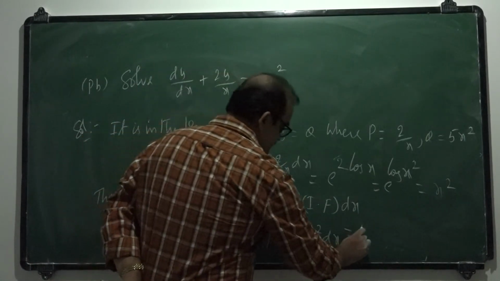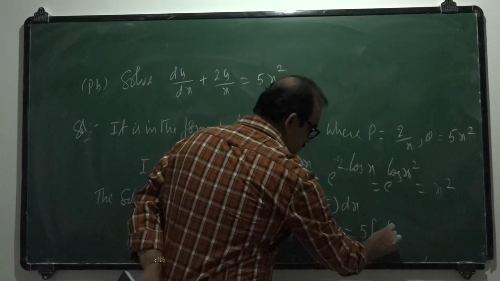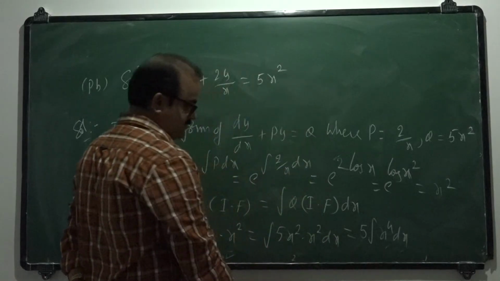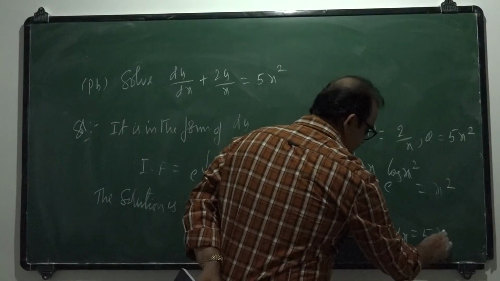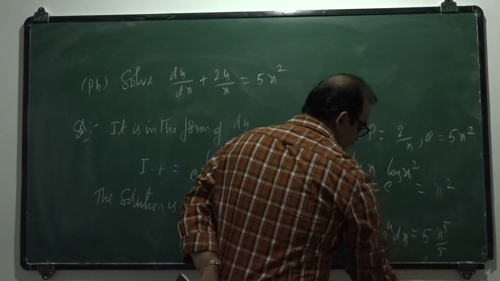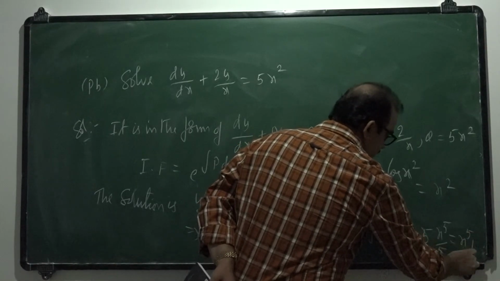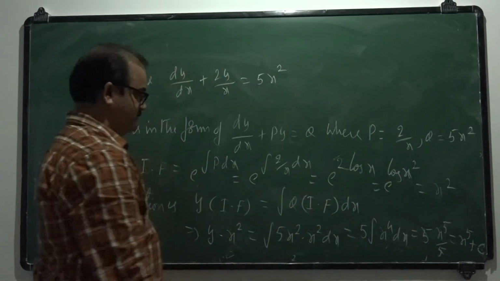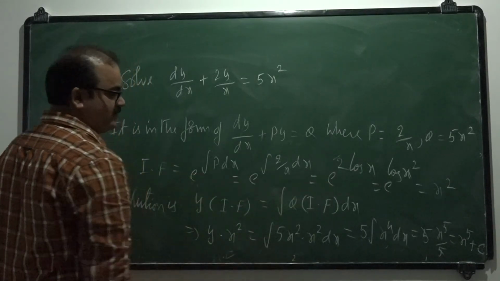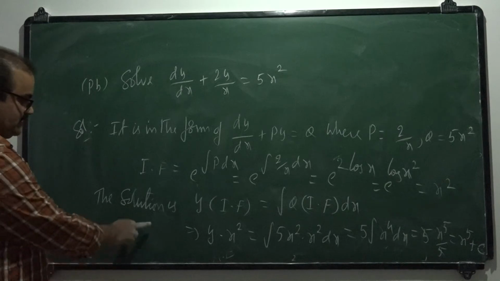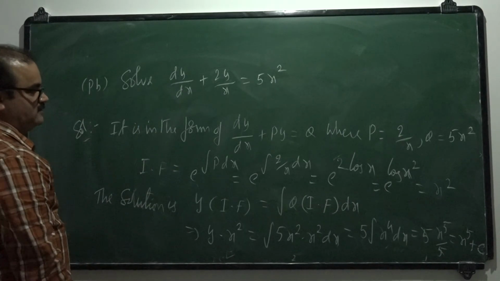5 is constant. Integral x square into x square, x power 4 into dx. This is 5 into integral x power 4, x power 5 by 5. 5 cancel. This is x power 5 plus c. So the solution is y into x square is equal to x power 5 plus c. In this way, we can solve the linear differential equation.